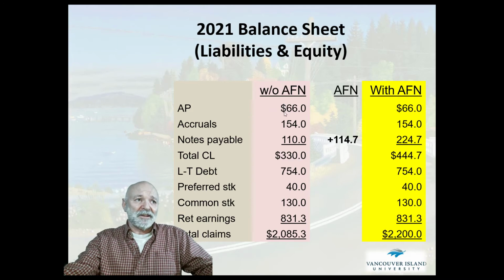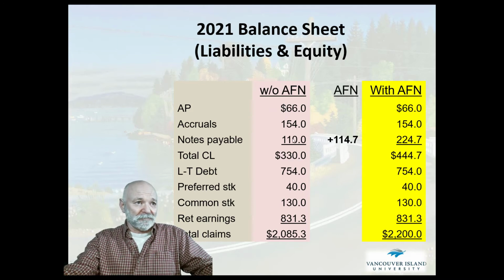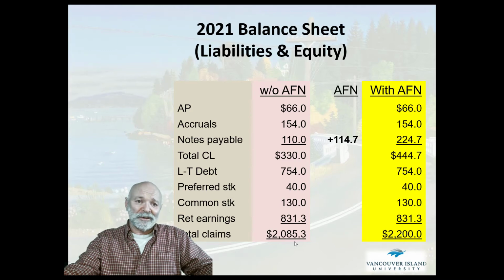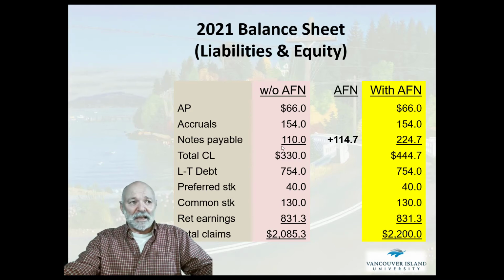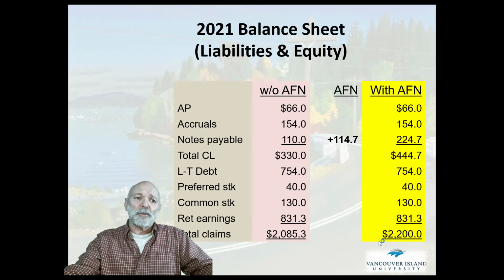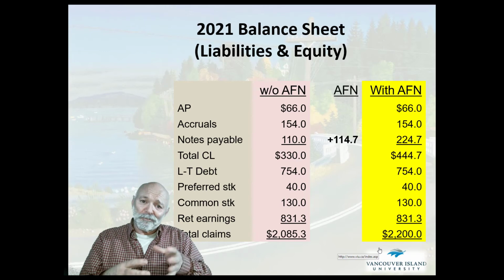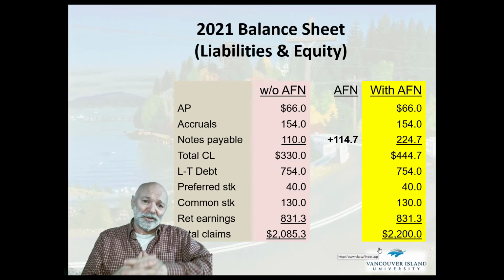This is without the adjustments to the notes payable. These are the numbers we'd have. Our balance sheet liabilities and equity would only come to $2,085,000. That's with the $110 million in notes payable. If we take that difference and add that in, now that comes to 224.7, and our balance sheet balances. So that's what we mean by a plug number, the number that you plug in to make everything else work.